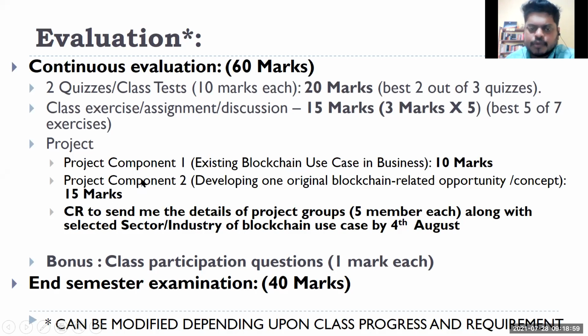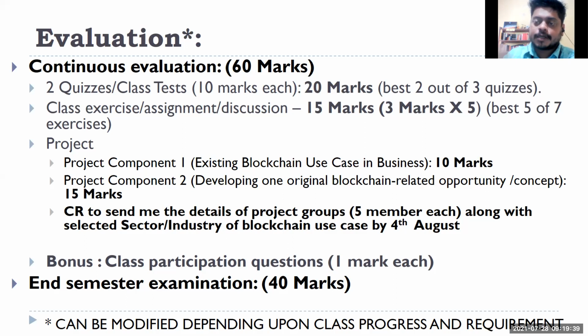The project has 2 components, project component 1 and project component 2. In project component 1, once you understand how blockchain works, there is enough material on the internet on different use cases. Bitcoin is a use case, or Ethereum is a big use case of blockchain. Some group can take that. How insurance companies are using blockchain, some group can take that. And how different companies are creating different use cases. Use cases means, by using that technology, are you creating a product or a service? That is the meaning of use case.